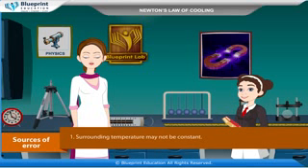Sources of error. Surrounding temperature may not be constant. Lid may not be airtight.